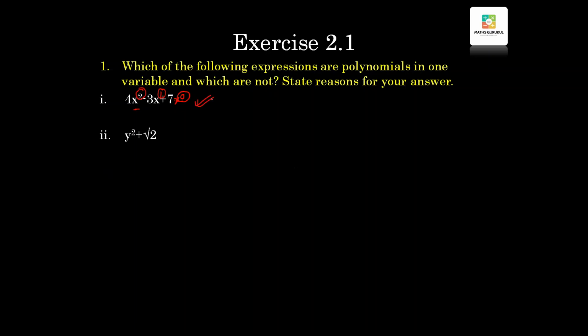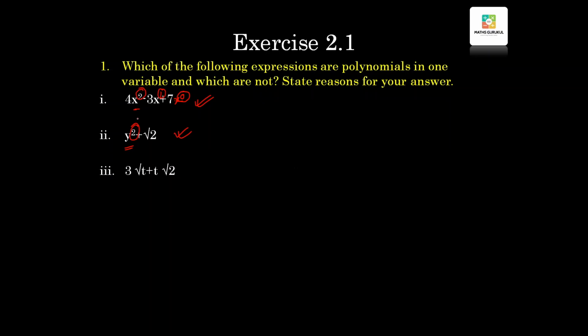The next one says y square plus root 2. Now in this particular expression also, we find that there is only one variable involved, and that variable is y. Okay, and if we notice the exponential power of y, we find that it is 2, which is a whole number. So since it is a whole number, by definition, this particular expression is also a polynomial in one variable.